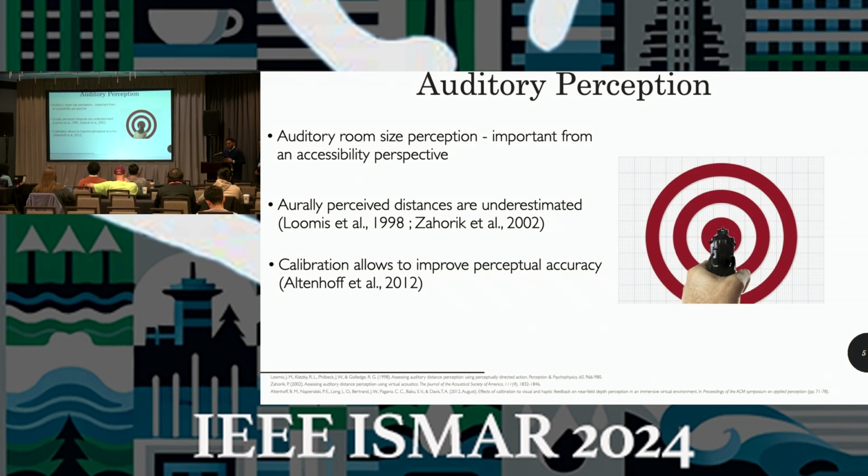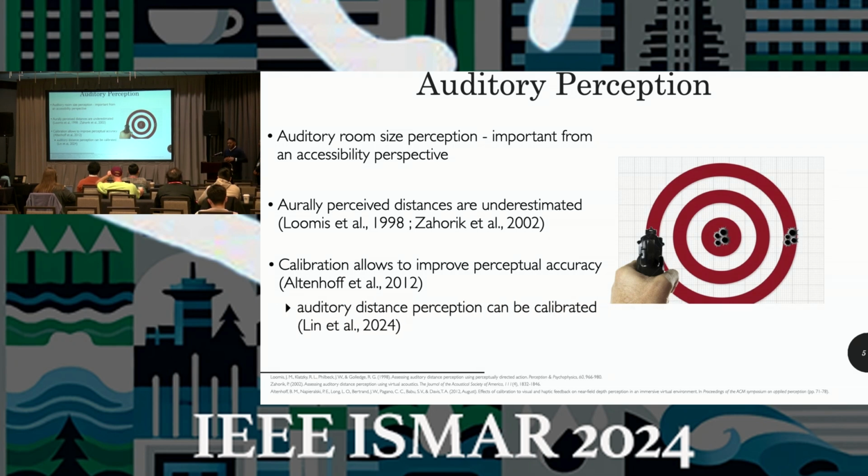We know from prior research that aurally perceived distances tend to be underestimated both in the real world and in virtual reality, and that calibration is a mechanism that allows us to account for this perceptual inaccuracy, wherein users are provided feedback and are made to take corrective actions in order to improve their accuracy. So if I were to take shots on this target, only to find out that all my shots veer off to the right, I can simply calibrate by now aiming to the left and then shooting. And research suggests that one's auditory perception of distance can also be calibrated.